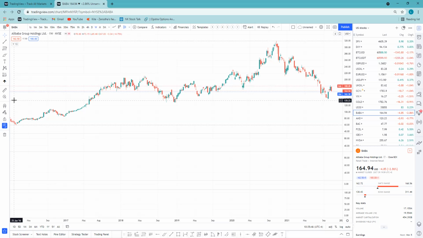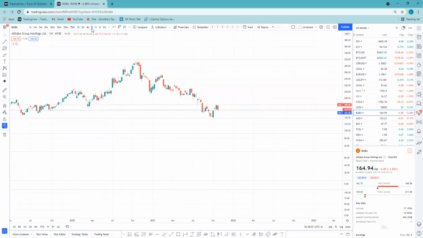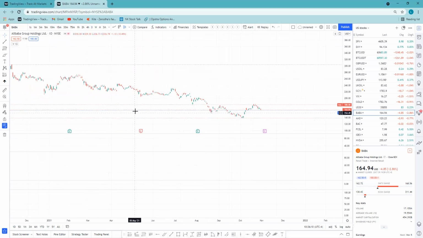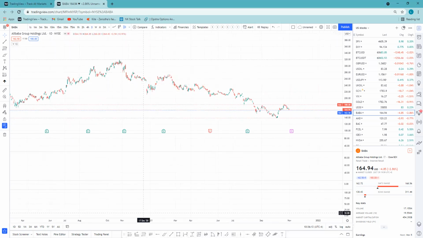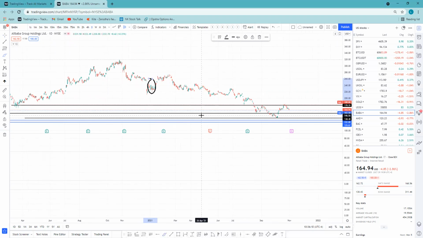For me, when I see the chart, I usually don't look for an indicator. I look at the chart first, and then get the confirmation from the moving averages. This is a day chart, so Baba was around this place, right? When I said Baba was downtrending, it went up, but again it has to come down.